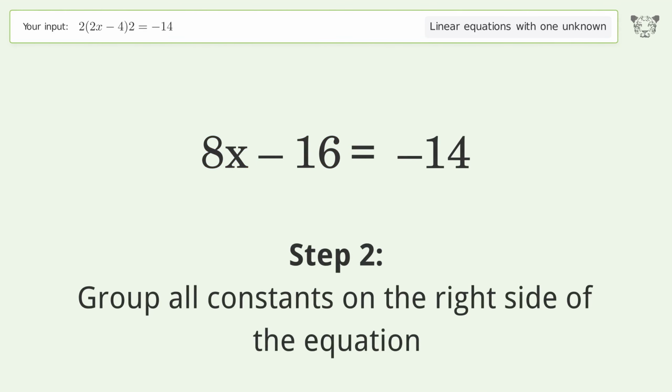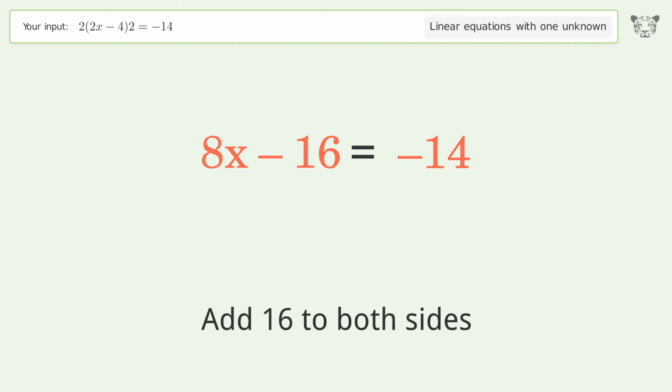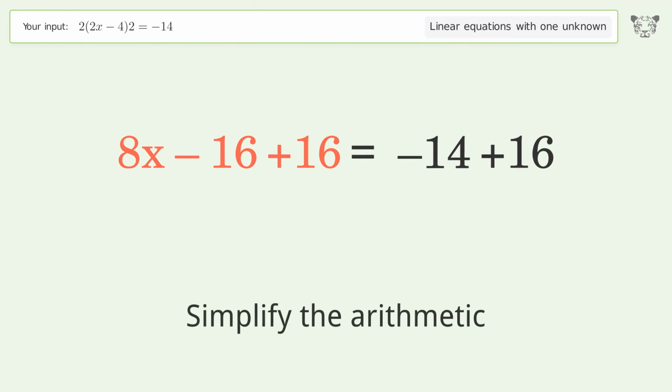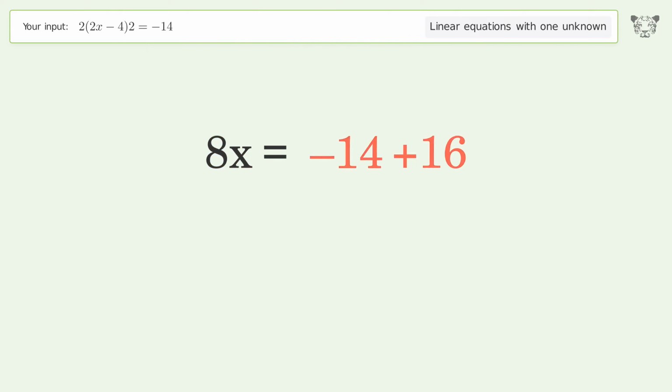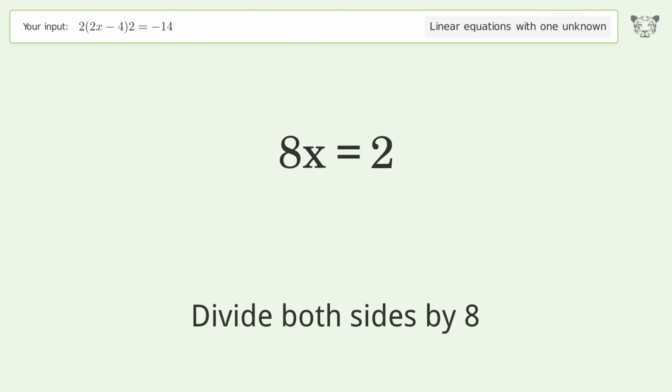Group all constants on the right side of the equation. Add 16 to both sides. Simplify the arithmetic. Isolate the x. Divide both sides by 8.